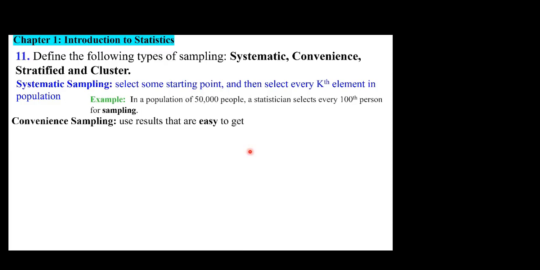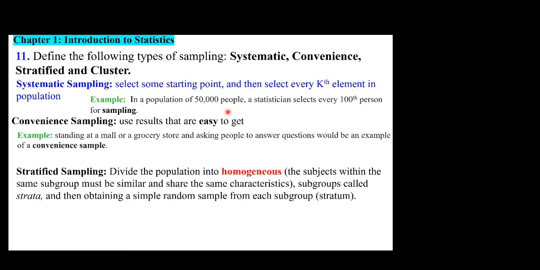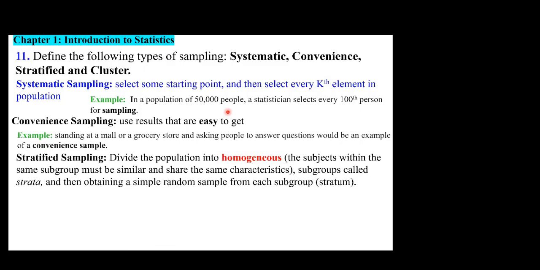Convenience sampling: use results that are easy to get. For example, standing at a mall or grocery store and asking people to answer questions would be an example of a convenience sample. Stratified sampling: divide the population into homogeneous groups.